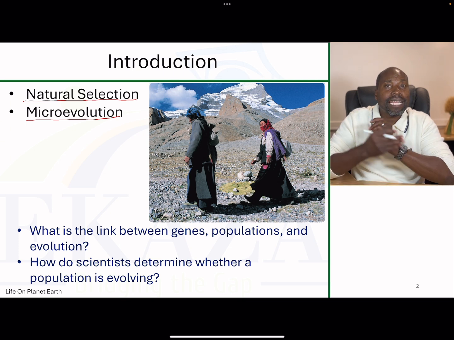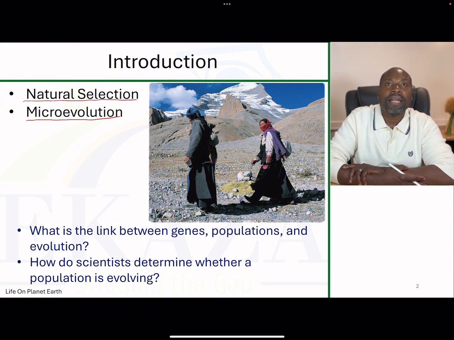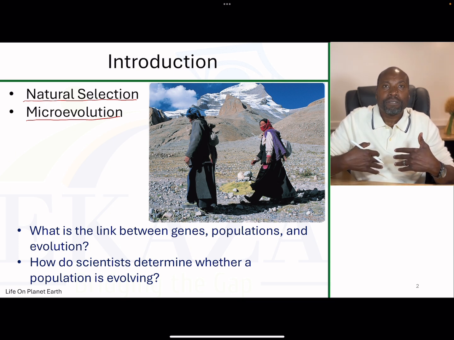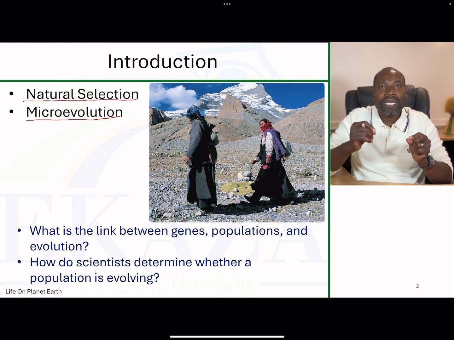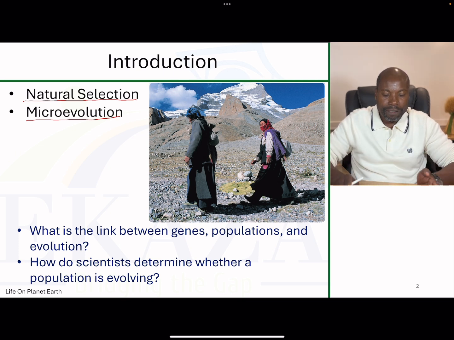So this is an example of microevolution because these individuals are very much human beings, just like you and your classmates and myself, right? Nevertheless, we are different in terms of how our gene for hemoglobin is different. Let me close that parenthesis.